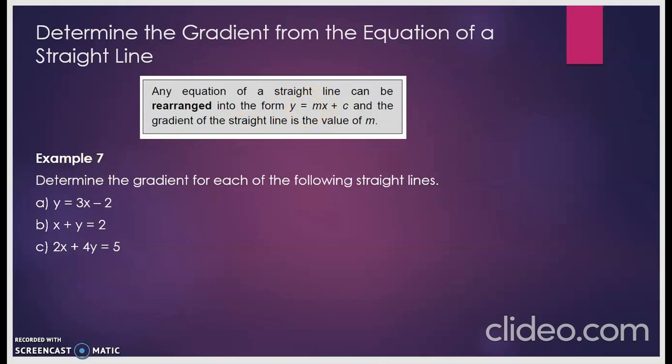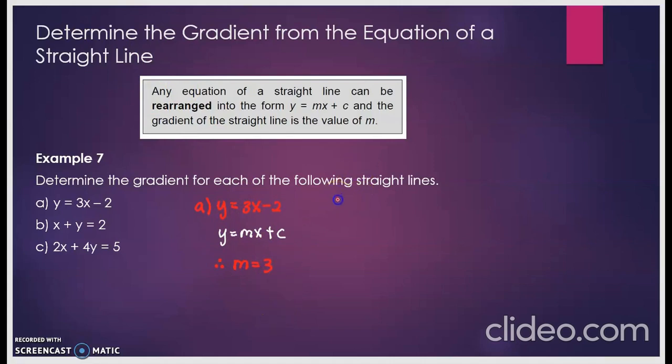Let's say we look at example 7. Determine the gradient for each of the following straight lines. So for A, y is equal to 3x minus 2. In question A, the equation is already in the form of y is equal to mx plus c. So therefore, our m is equal to 3. So the gradient is equal to 3.